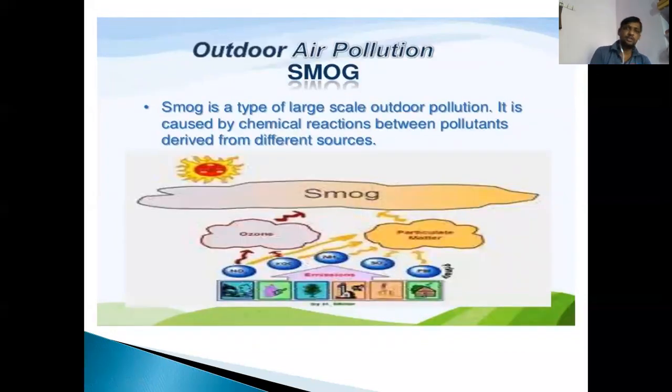So next is outdoor air pollution. We have two types of air pollution, one is indoor and one is outdoor. So first we'll see about the outdoor. Outdoors, the combination of smoke and fog is called smog. It is formed by a number of pollutants and has serious negative effects on plants and animals. Due to smog, so much effect will be present on plants and animals.